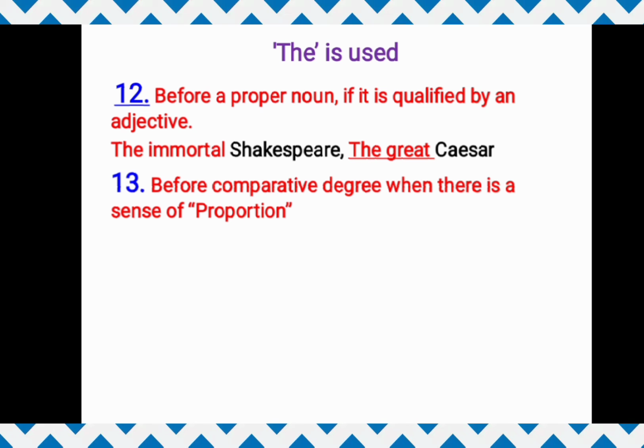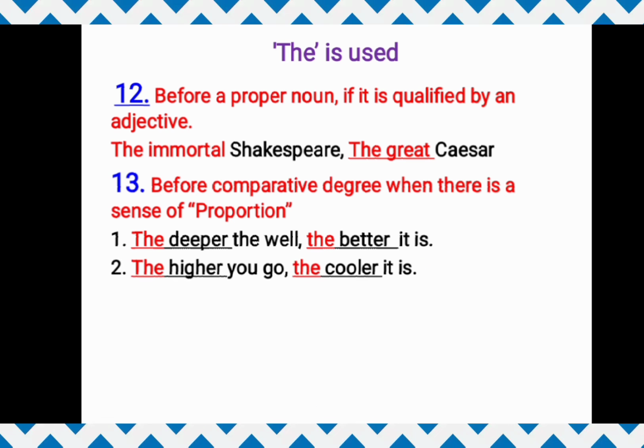That is the 13th rule and use of the definite article: before a comparative degree when there is a sense of proportion. Proportion means quantity, fraction. Like the examples: the deeper the well, the better it is. Before a comparative, when there is a sense of proportion. The deeper the well, the better it is. That is the sense of proportion in this example. And the second one is: the higher you go, the cooler it is.